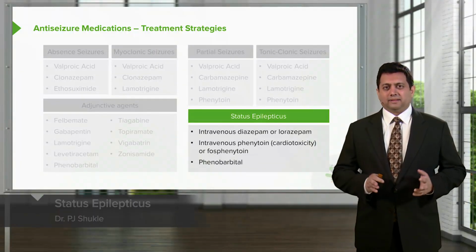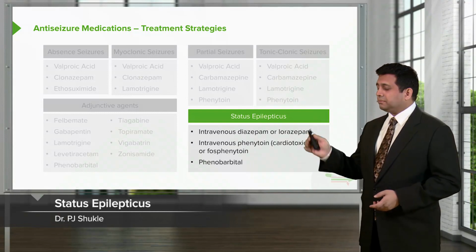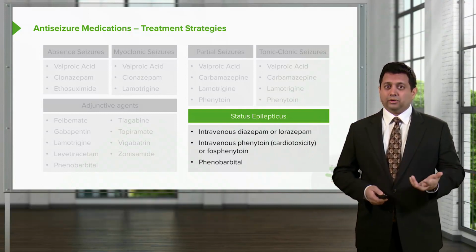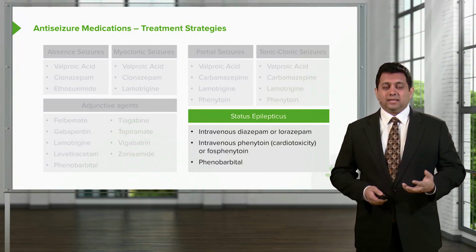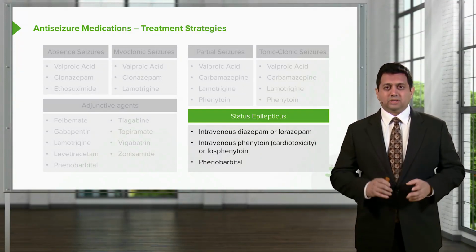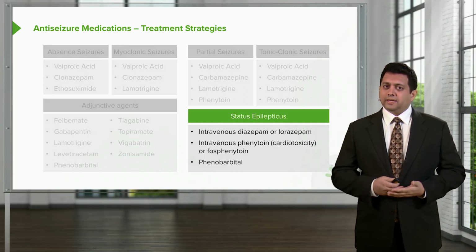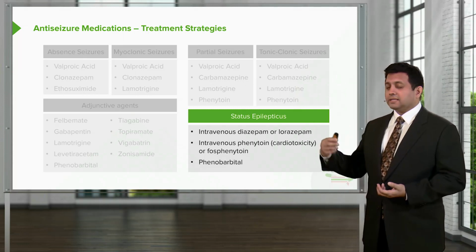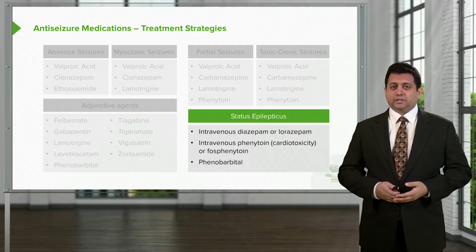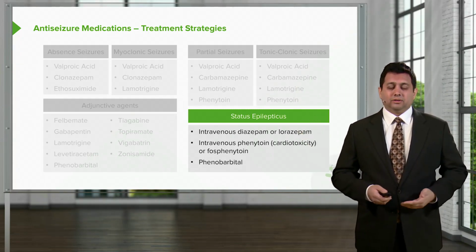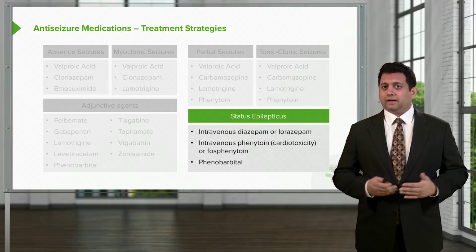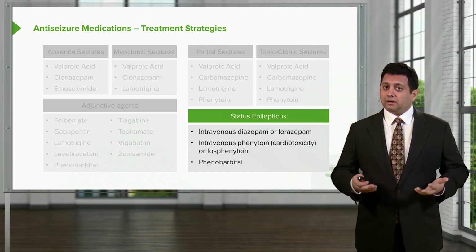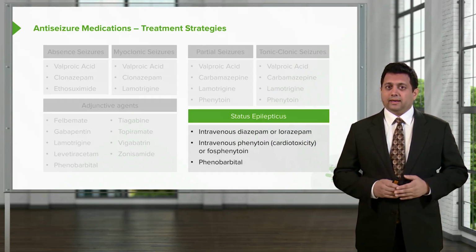A special topic that I think we should discuss is status epilepticus. Now, status epilepticus is going to be covered in more detail in your neurology lecture. I'm not going to get into too much detail here, except just to talk about the drugs. Intravenous benzodiazepines like diazepam and lorazepam are used because they have a very rapid onset of action. Intravenous phenytoin is next in line in terms of how quickly it affects you. It also has cardiotoxicity, and you need to be aware of that.